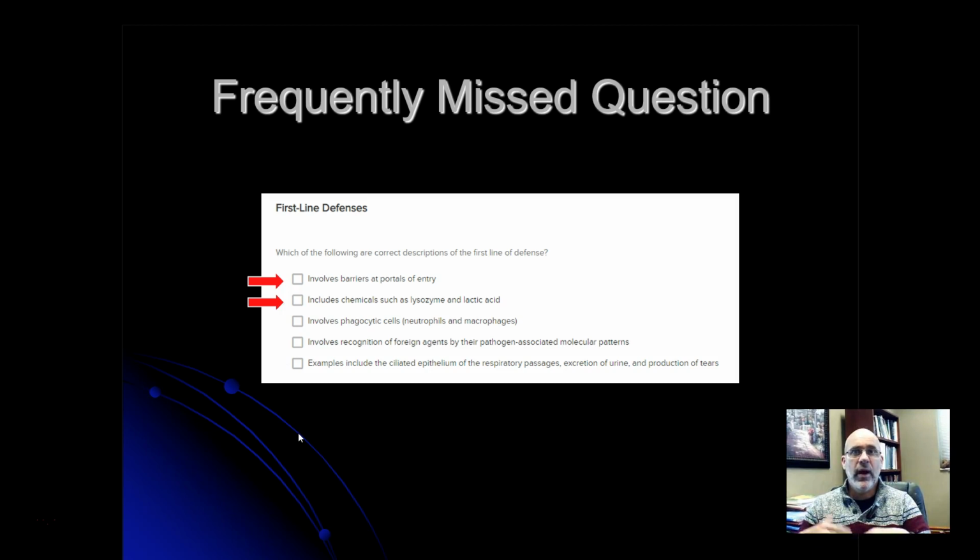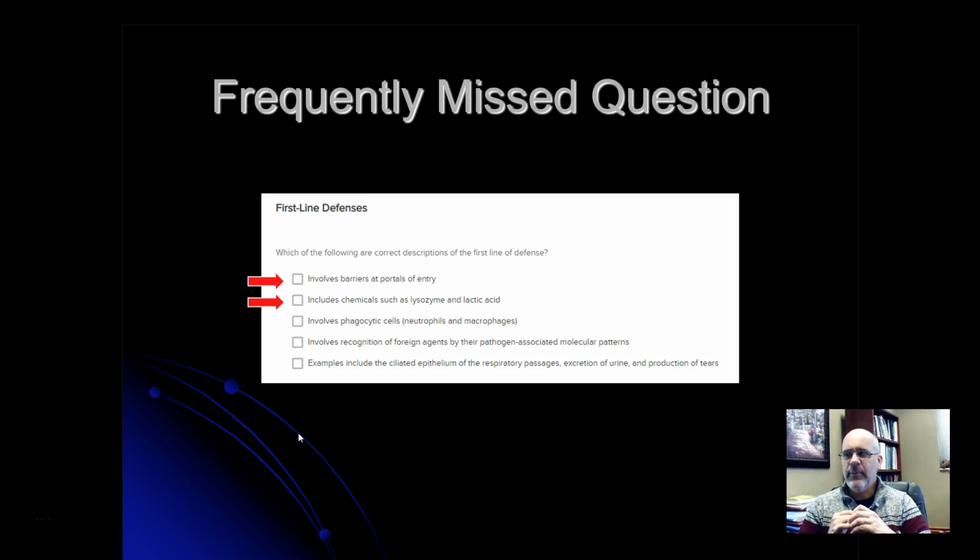And your white blood cells have receptors on their surface that are called PRRs, pattern recognition receptors, that bind those types of things and help them react or do phagocytosis, take up things by phagocytosis. But those are part of your second line, not first line.